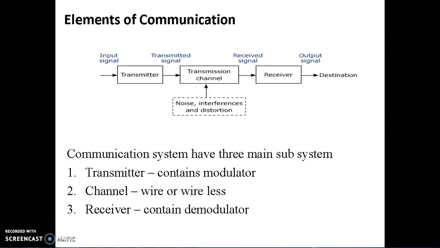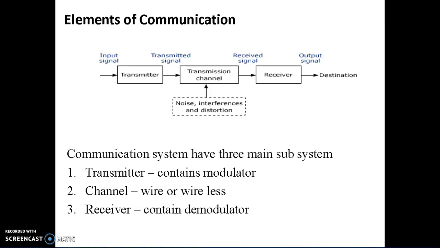Again, at the receiver side, the original information signal gets separated from the modulated wave. This process is called demodulation, and this is done by an electronic circuit called a demodulator. It is exactly the reverse process of a modulator. So when the information is transmitting from transmitter to receiver through a channel, there may be chances of noise getting added into the signal.